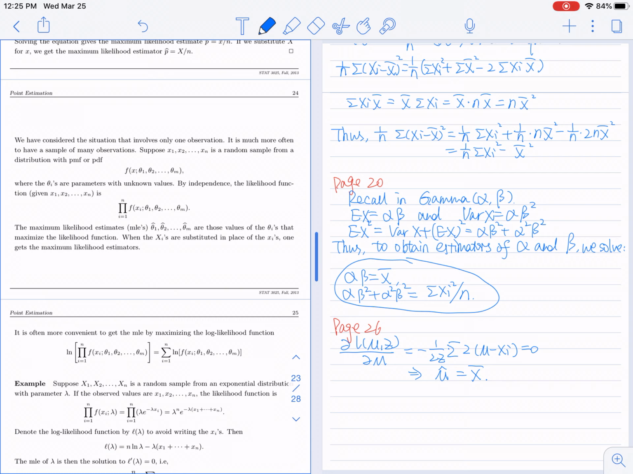So far for MLE, we only considered one observation situation. Now, what if we observed multiple observations? We use a very similar strategy, okay? Because they are independent, the likelihood function is just a multiplication of them.